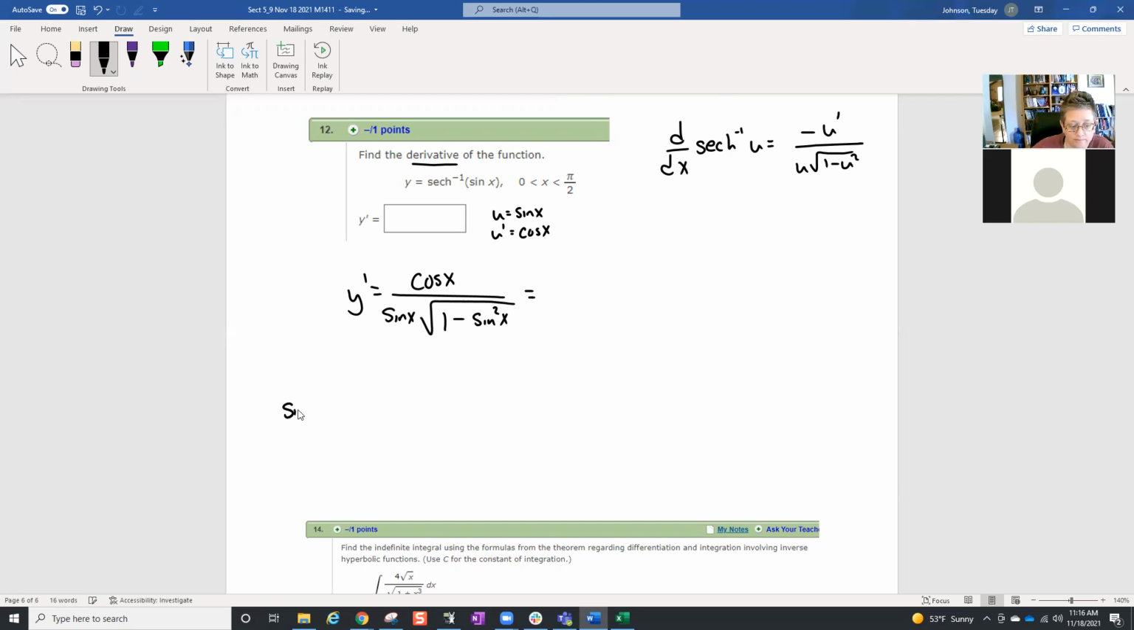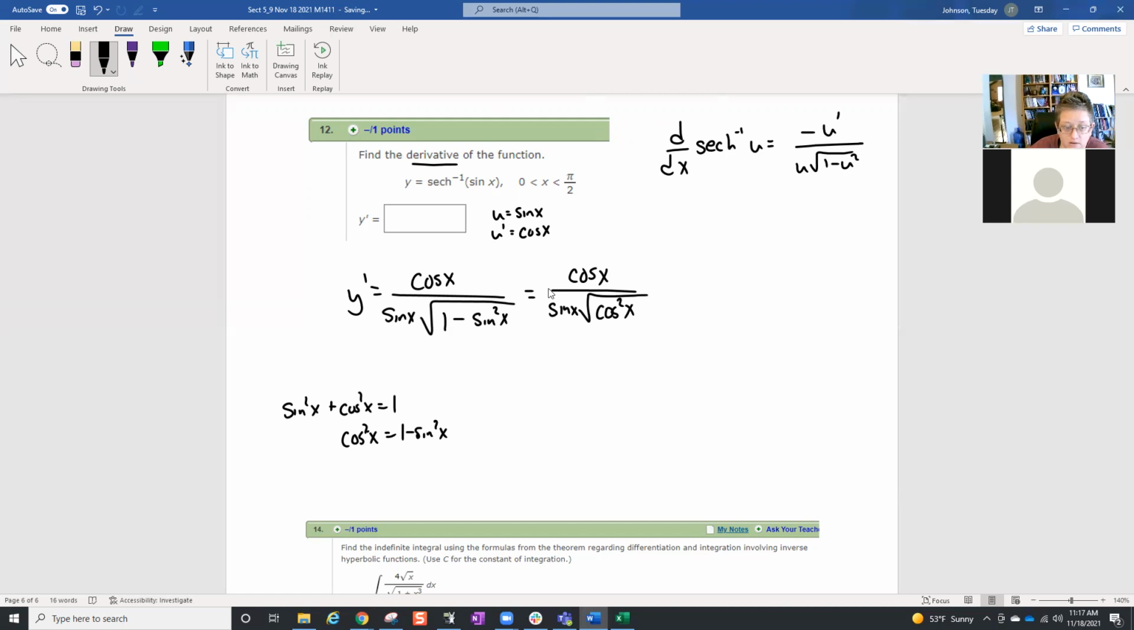We all know sine squared x, we started this lecture with this. Sine squared x plus cosine squared x equals 1. So this is cosine of x over sine of x. And I know you're thinking cotangent already, right? Better than that. 1 minus sine squared is cosine squared. Oh, but what's the square root of the cosine squared?